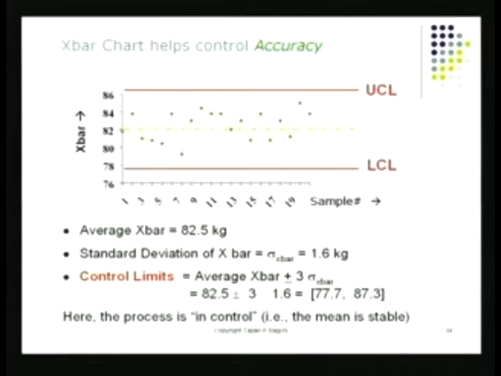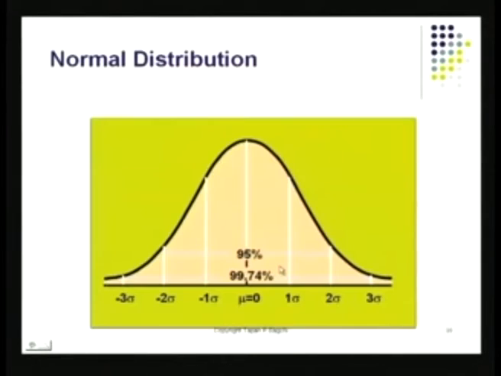Notice here it says 82.5, which is my average, grand average, plus 3 sigma x bar, and I end up with 87.3. And I do 82.5 minus 3 sigma x bar, which turns out to be 77.7. These are the values of my lower and upper control limits. That's all the calculation I need to do. Of course, to be able to do this, I need to find the value of sigma x bar. And there are some shortcuts to do that.